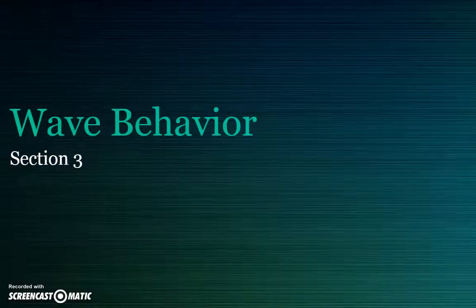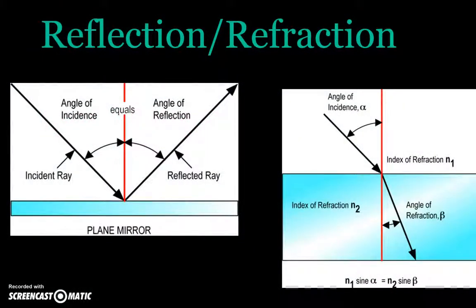Third section, and this is the final section for chapter 14. This is wave behavior. So how do waves interact? There's two things. Well, there's four things. There's reflection and refraction that are the closest, and this is what we're going to go into detail a lot more about once we hit chapter 17 and 18.